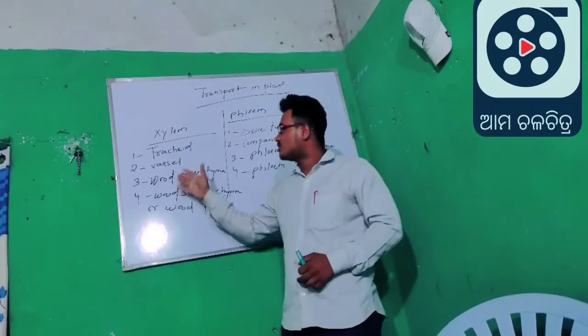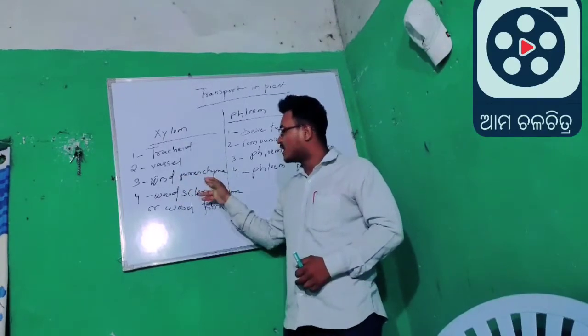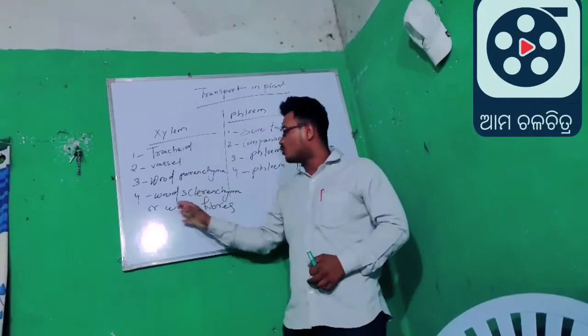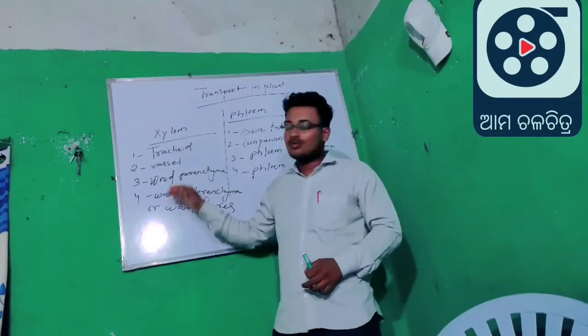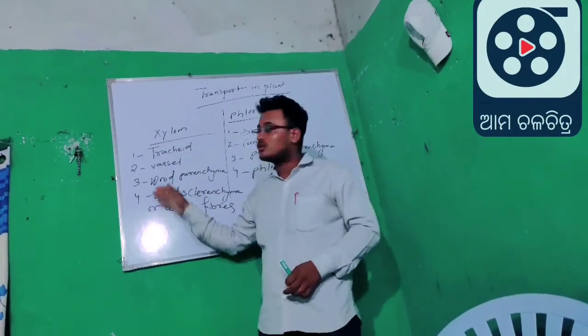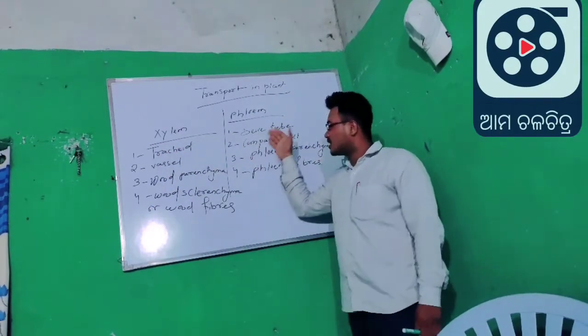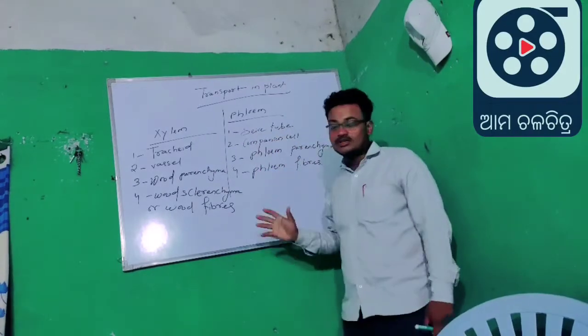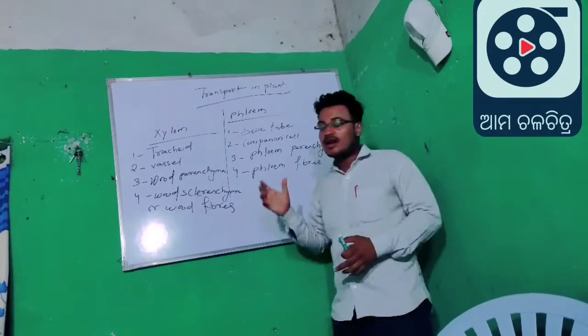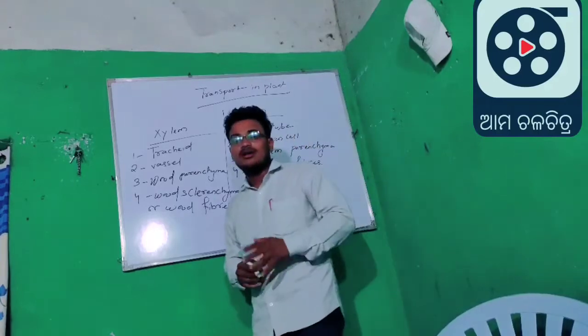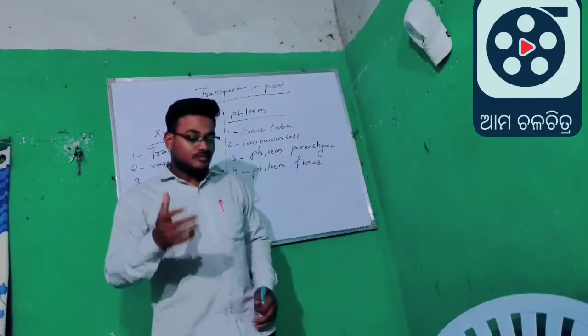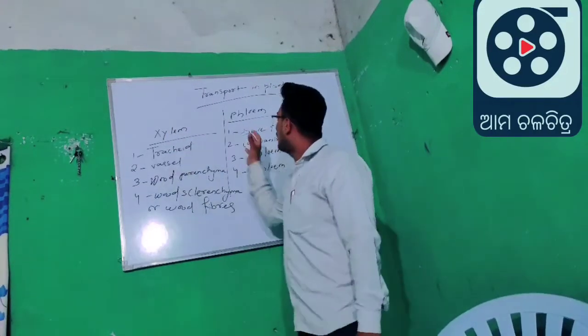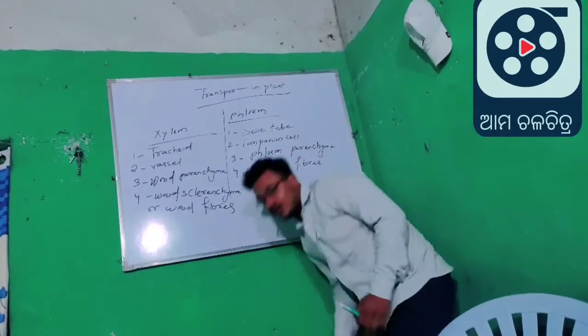Xylem has four types: tracheids, vessels, wood parenchyma, and wood sclerenchyma or wood fibers. These are the four main parts of xylem. Phloem also has four main parts: sieve tube, companion cell, phloem parenchyma, and phloem sclerenchyma or phloem fibers. So now we will discuss how transportation occurs in a plant.